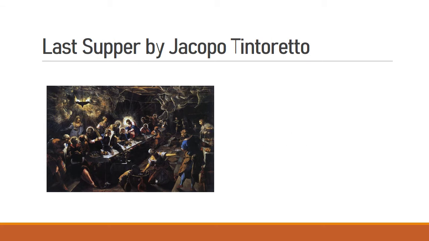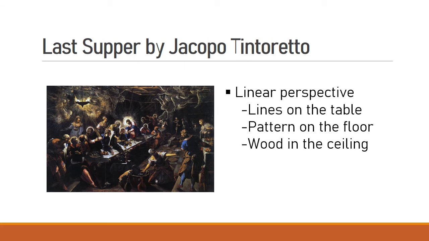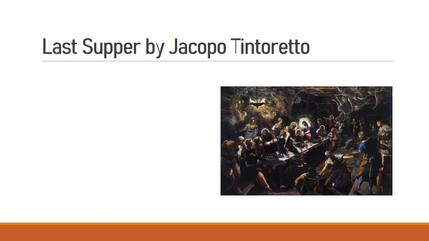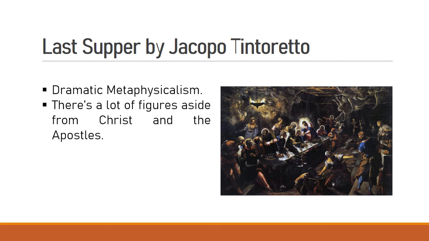Tintoretto used linear perspective, and it can be seen in the lines in the table, patterns on the floor, and patterns of the wood in the ceiling. Unlike Da Vinci's Last Supper, Tintoretto's version has a number of focal points, which lead the viewer's eyes over them. Tintoretto's portrayal of the Last Supper is one of dramatic metaphysicalism, and there's a lot of figures aside from Christ and the apostles. It features the dining table diagonally along the left half of the work behind it.